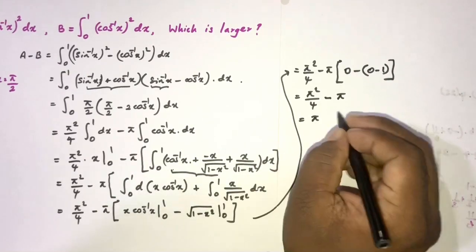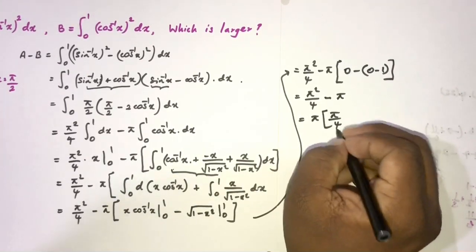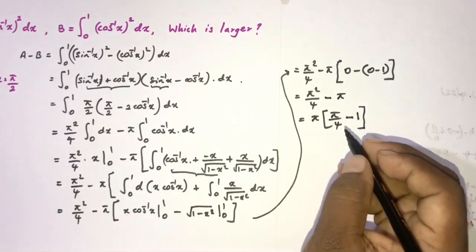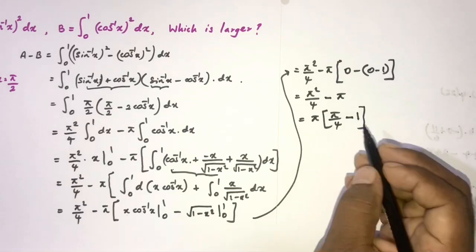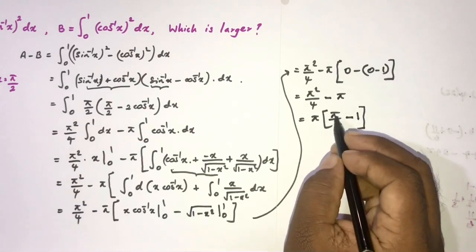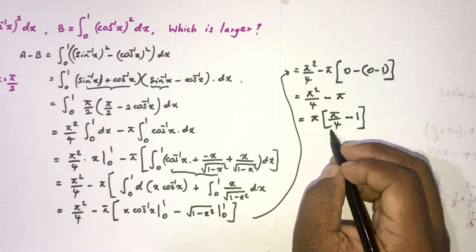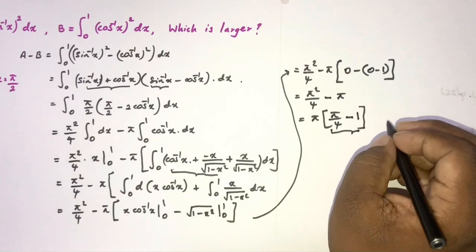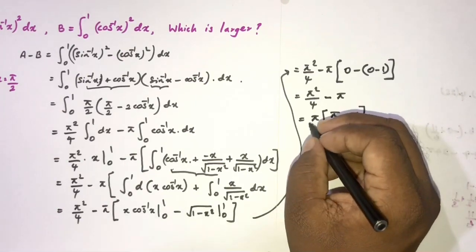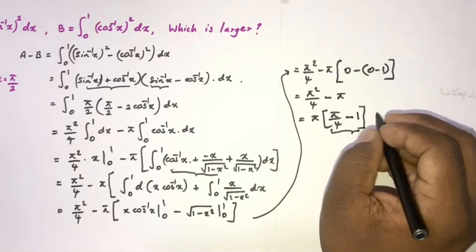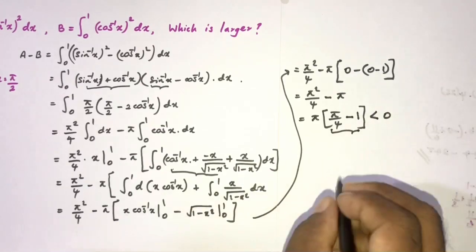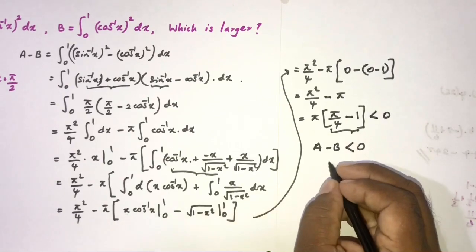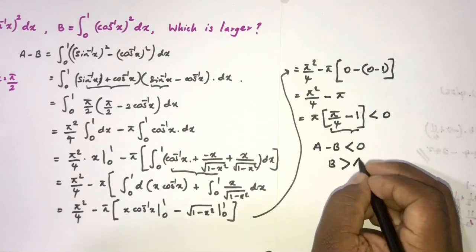Okay, now here pi over 2, here 0, minus plus 1, so we have minus pi. Now we can take pi as a common factor, so we have pi times 1 over 2 minus 1. Okay, now pi we know is 3.1. So if we compute, we know this part is lower than 0. Now we know a minus b is lower than 0, so b is greater than a.